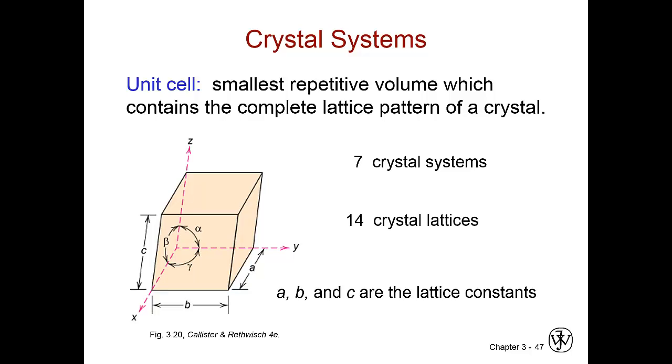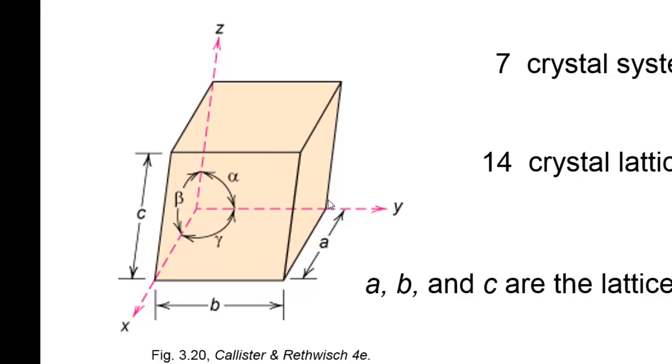This mini lecture will cover a little bit more in depth about the crystal systems that we've already been studying. Again, a unit cell is the smallest repetitive volume which contains the complete lattice pattern of a crystal. So in one of these directions, this unit cell needs to be able to move, if you will, and you'll see the exact same thing, exactly this distance A back that way, or to the right this distance B, you'll see the exact same pattern from one step to the next.